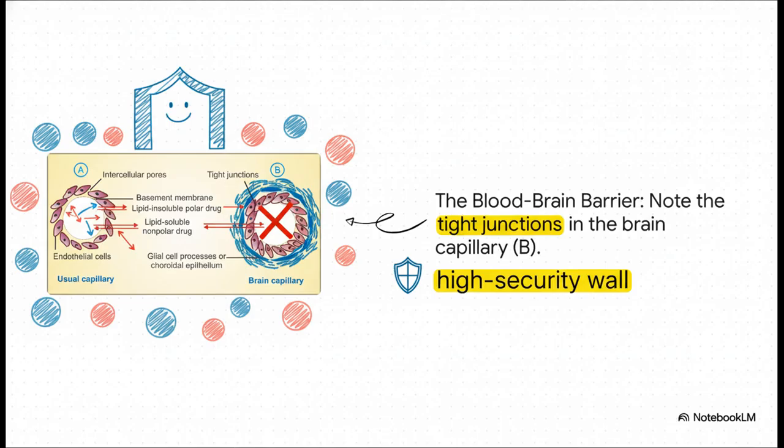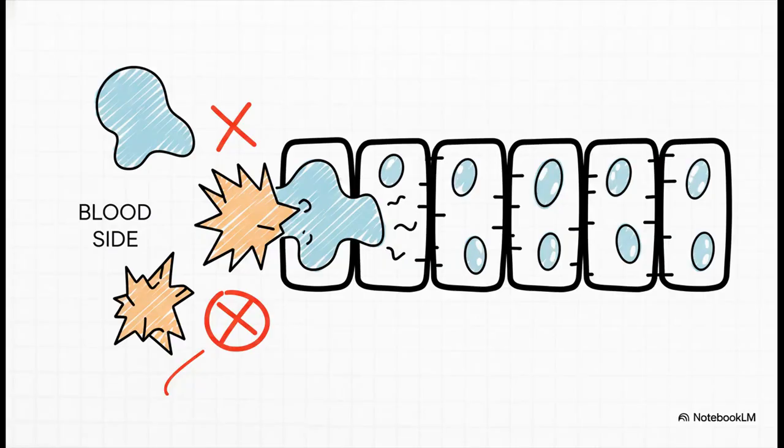Now look at image B on the right. In the brain, the cells are fused together with something called tight junctions. There are no gaps. This high-security wall is the famous blood-brain barrier. So the takeaway is simple. To get past this elite security system, a drug has to be highly fat-soluble. It can't use any gates because there are no open gates. It has to dissolve its way directly through the cell walls.